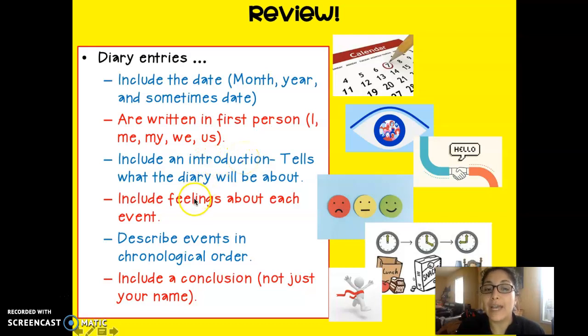It should include how the person who's writing it feels about the events that are in their diary. It should be written in chronological order, and it should include a conclusion that ends the diary.